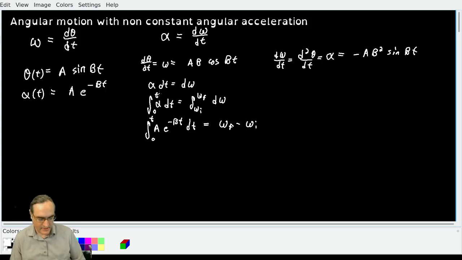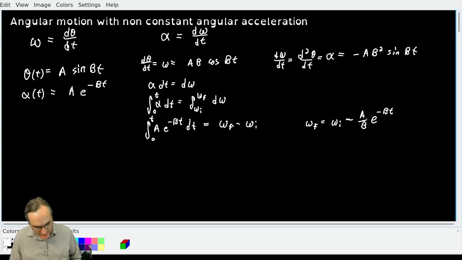So we need a quick u substitution. That's going to mean dividing by a minus b. So it looks like omega final would be omega initial minus a over b e to the minus bt. I think that's the right idea.